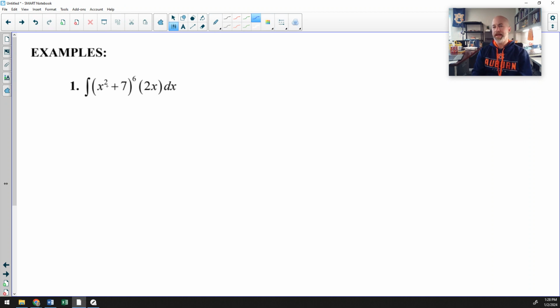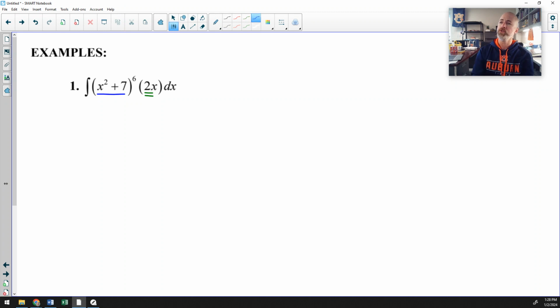And so what I'm going to now do is look for an inside function that has something else happening to it. And I see that with x squared plus 7, because all of that is being raised to the 6th power. So I notice that. And I also notice at the same time that the derivative of that inside is right here. So the inside's derivative is also evident in the antiderivative, or the integrand, here.